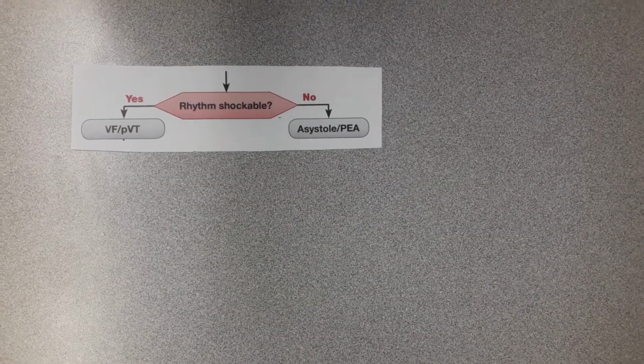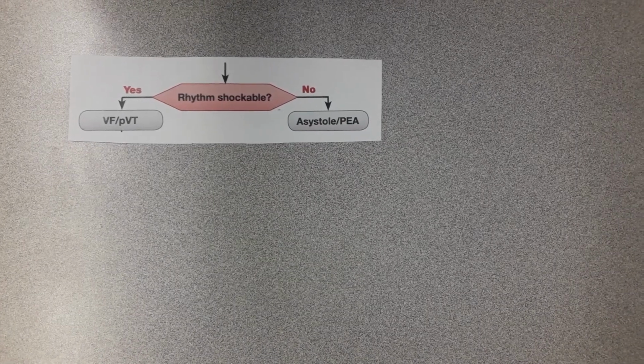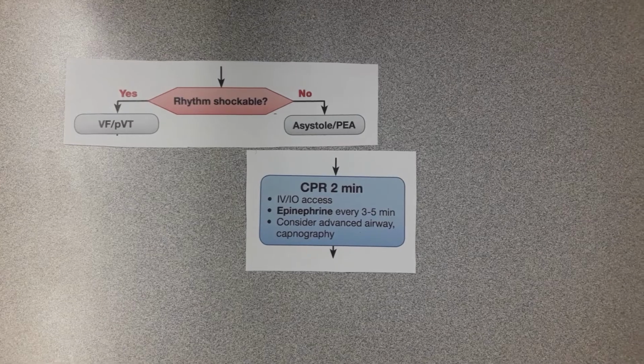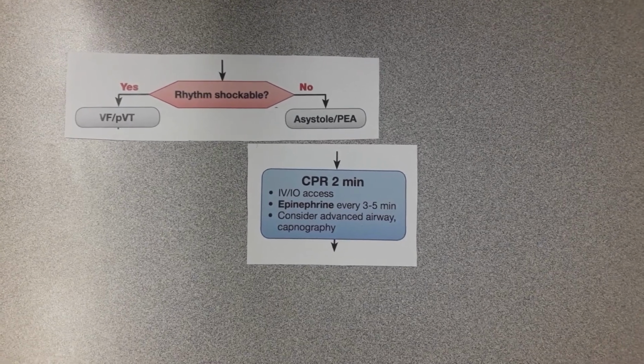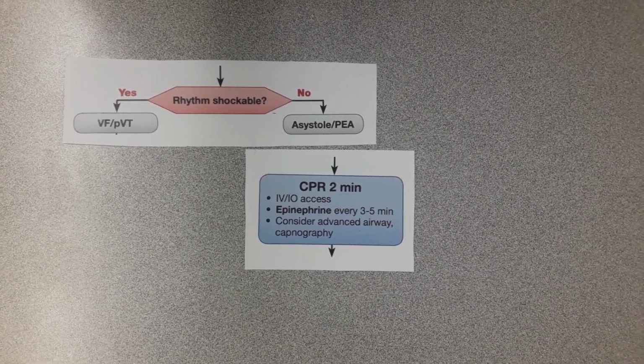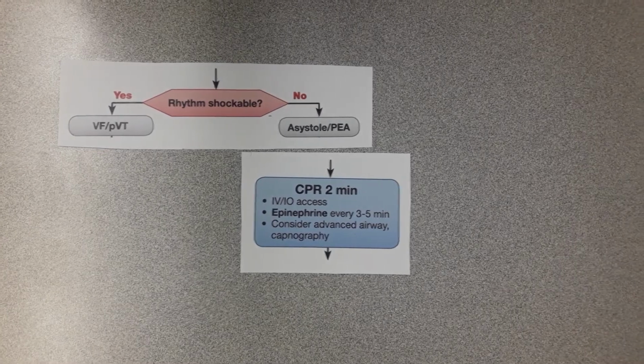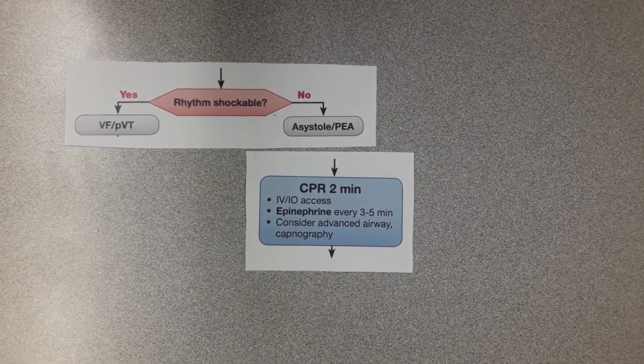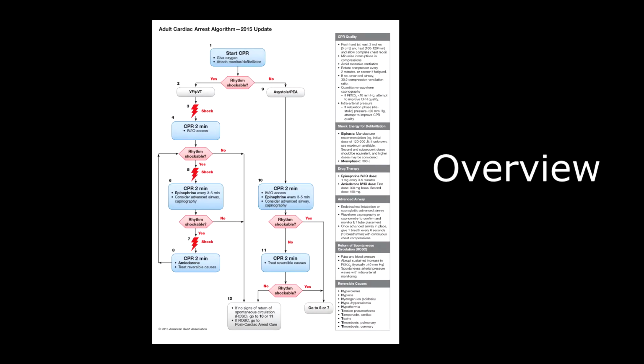Following a rhythm check, if the patient is in an asystolic or PEA rhythm, immediately resume CPR. At appropriately timed intervals, you will administer epinephrine every 4 minutes, at which point, at the end of the 2-minute interval, you are going to do your next rhythm interpretation. Here is the overview of the whole algorithm.